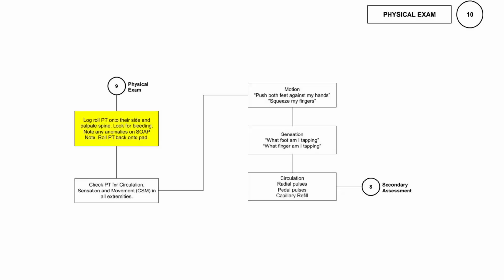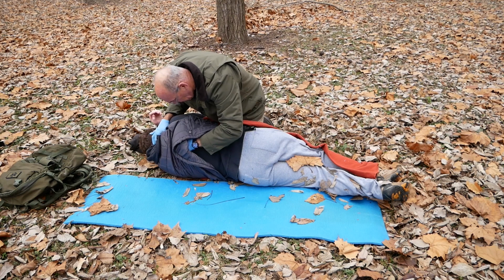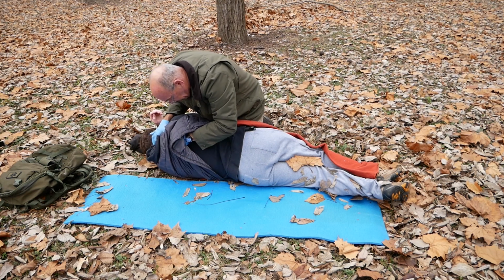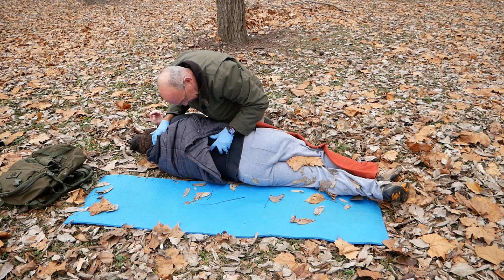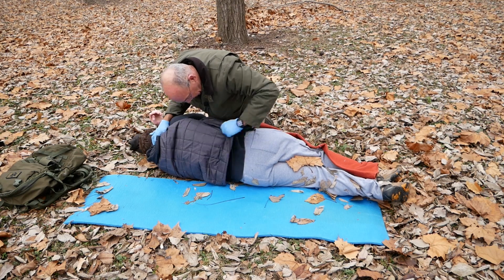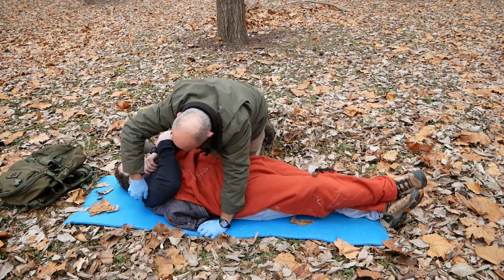A careful log roll should be performed to examine the spine for signs of injury, with special attention to the patient's feedback and any physical indicators of trauma. Look once again for any signs of bleeding. Treat any bleeding you find. Note the anomalies on the SOAP note. Roll the patient back to the pad.